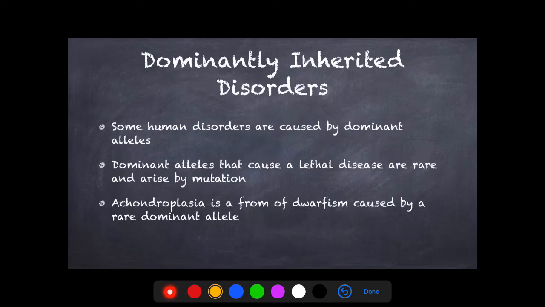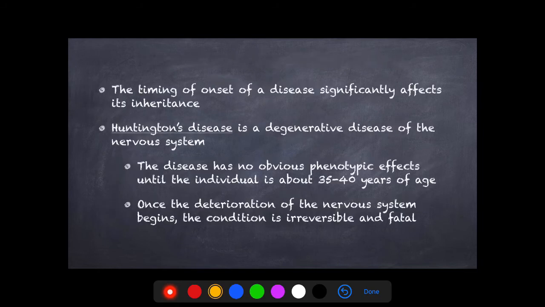Okay, dominantly inherited disorders. So some disorders, like we said, are recessively inherited and some are dominant. And these dominant alleles can cause pretty fatal diseases, even though they are rare, and they usually come because of some kind of mutation. There is something called achondroplasia, which is a form of dwarfism that is pretty rare, but it is caused by a dominant allele. So usually, like I said, this is inherited.